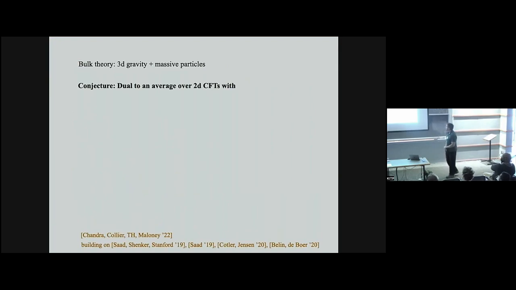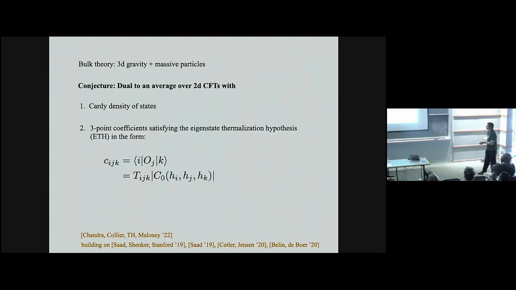So the bulk theory that we're talking about is 3D gravity coupled to massive particles. And we conjectured last year that this theory is dual to an average over 2D CFTs with just a couple of simple properties. First of all, they have to have black holes, so they have a Cardy density of states above the black hole threshold. And secondly, they have 3-point coefficients satisfying the eigenstate thermalization hypothesis, or ETH, in the form appropriate to a 2D CFT.